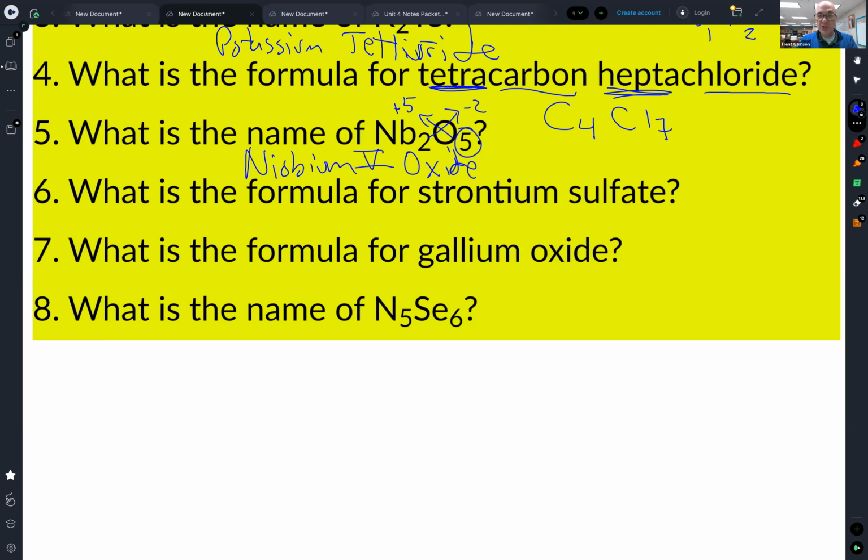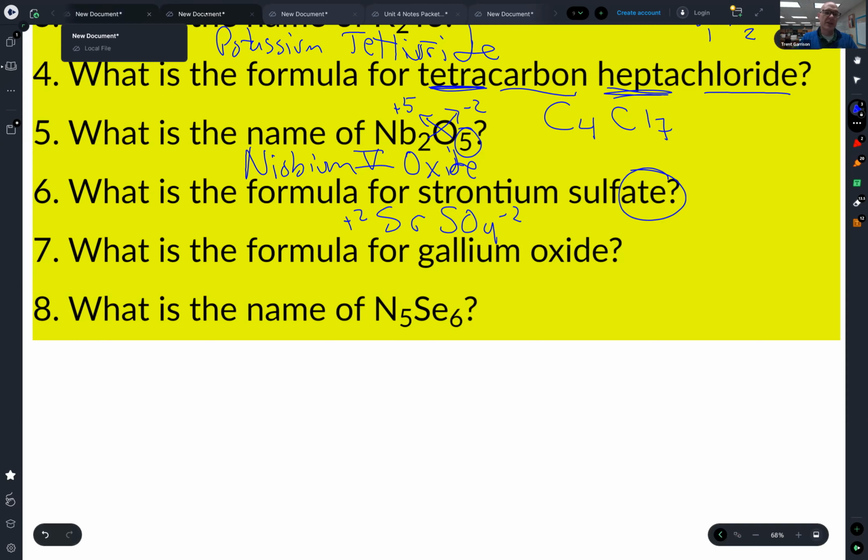Formula for strontium sulfate. It ends in ATE. That is a signal that we are dealing with a polyatomic ion. I will go and look up sulfate. It has the formula SO4. It has the charge of -2. Strontium is Sr. It has the charge of +2. Those two charges are opposite and equal.